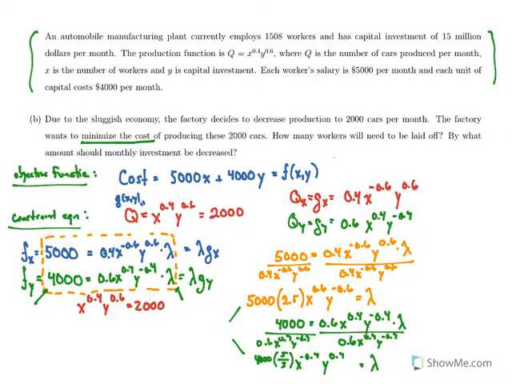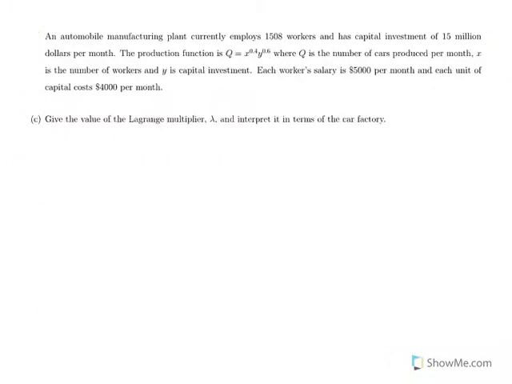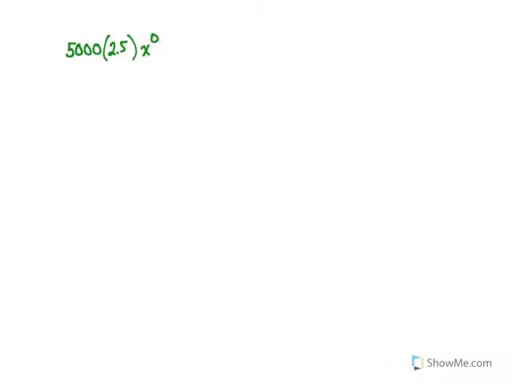All right, so we have 5,000 times 2.5. Let me make sure I have these values correct. x to the 0.6, y to the negative 0.6 is going to be equal to 4,000 times 5/3 x to the negative 0.4, y to the 0.4. The reason we could do this is we had lambda equal to both of these, so we can set them equal to each other.